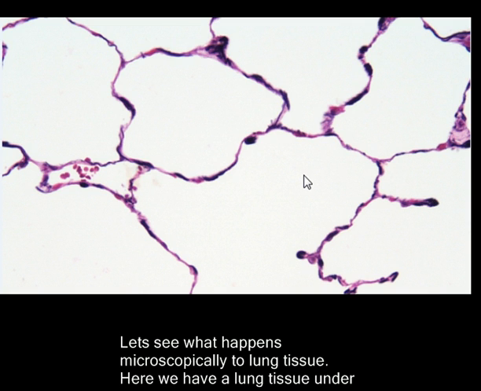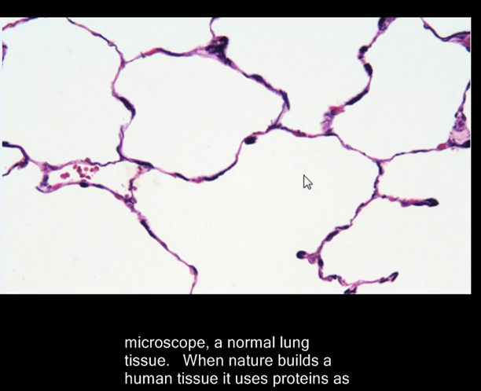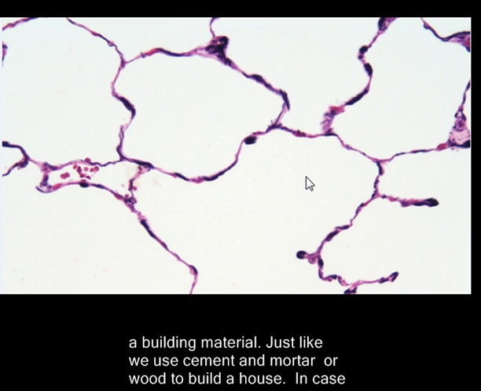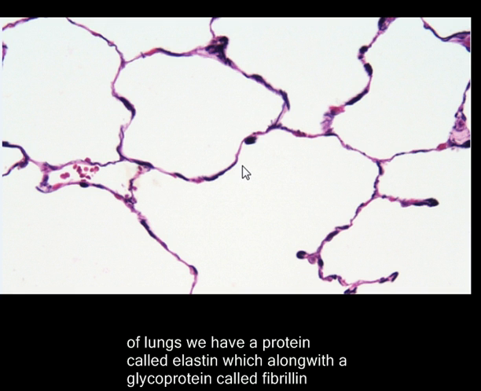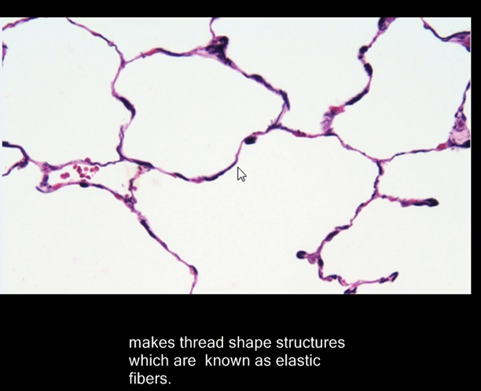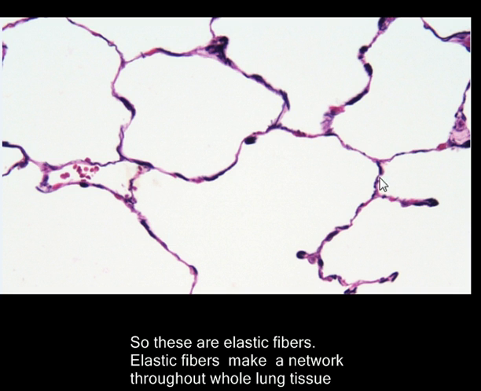We have a lung tissue under microscope, a normal lung tissue. When nature builds a human tissue, it uses proteins as building material. Just like we use cement or mortar or wood to build a house, in case of lungs we have a protein called elastin, which along with a glycoprotein called fibrillin makes thread-shaped structures which are known as elastic fibers. So these thread-like structures are elastic fibers. Some of them are nuclei of the pneumocystis type 1 cells, but you can easily see these thread-like structures here.